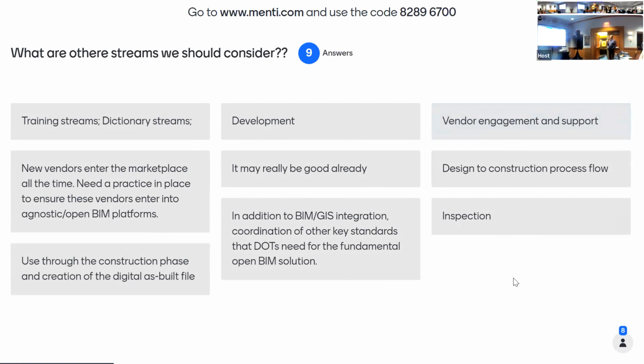Training streams, dictionary streams. You've probably got those covered, I suspect. New vendors enter the marketplace all the time, so we need a practice in place to ensure that vendors enter into agnostic open platforms. That's really an outreach. We also have that stream to do with pilot programs, so that probably addresses that, I think. Does anyone, whoever put that on, want to add to it? That was my comment. I'm not sure it necessarily belongs here, but it just kind of came to me. Self-explanatory, I guess, but maybe it doesn't fit in this context.